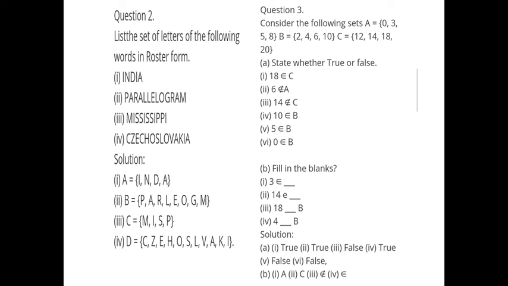First sum, 18 belongs to C. Let's see how to read it. That symbol, how we have to read it is, belongs to. 18 belongs to C. Is that true? Look at the set C and check whether 18 is an element of that set. Yes, 18 is present in the set C. Therefore, the statement is true.